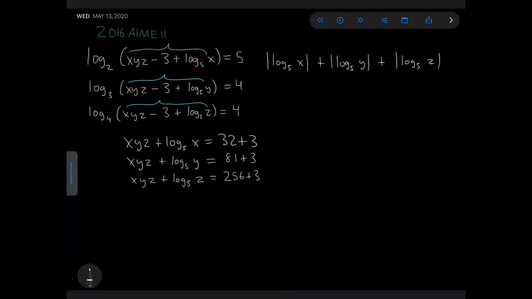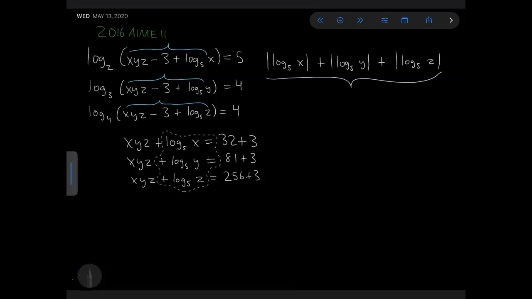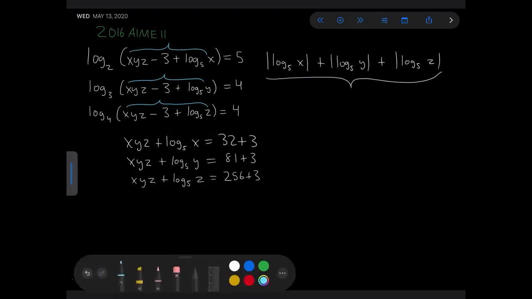All right, so we have 3 equations, and let's look at what the problem is asking for. Our problem is asking for log 5x plus log 5y plus log 5z, the absolute values of those. So clearly, if we add everything up, let's look over here. We have this, which is exactly what we want, right? You know, without the absolute values, of course. So let's add everything up.